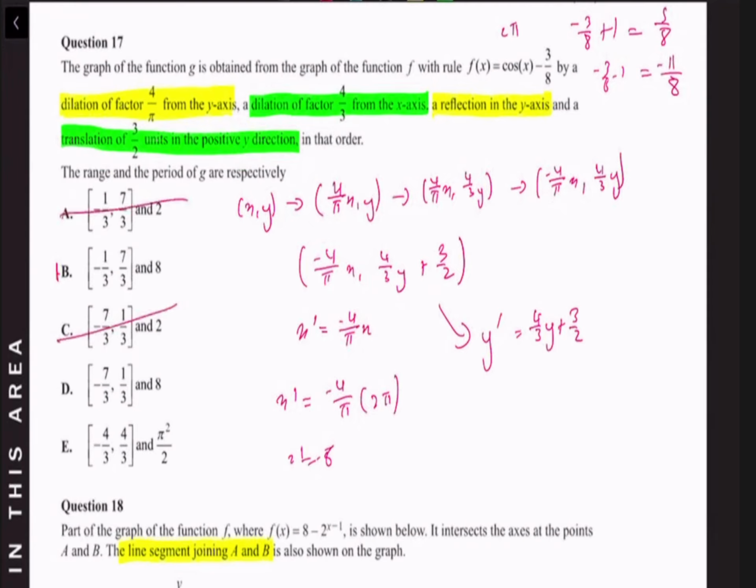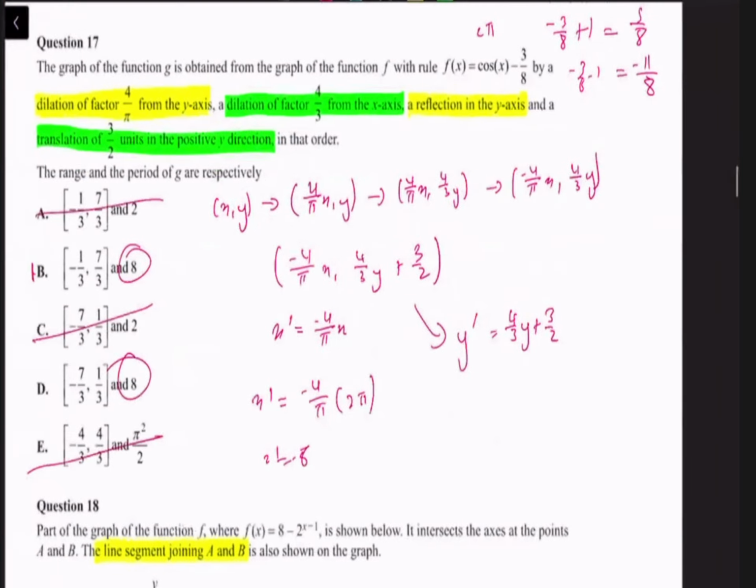So we can get rid of A, C, and E because the period has to be 8. And the next thing we check is the range, sorry. So you can see that both of these have different values. So all you have to do is sub one of these in. You don't have to sub both because one of these will not have the answer. So I think 5 on 8 is the easier option.